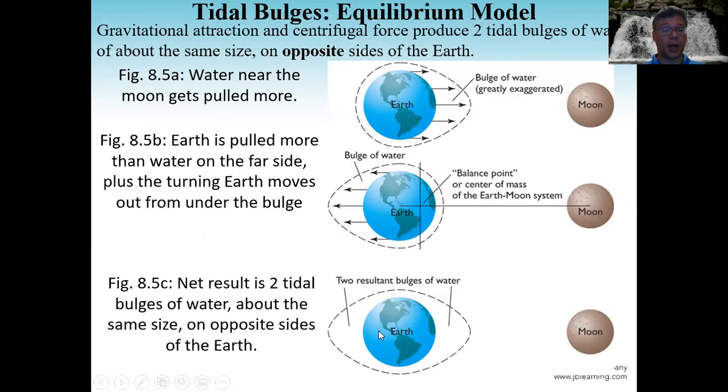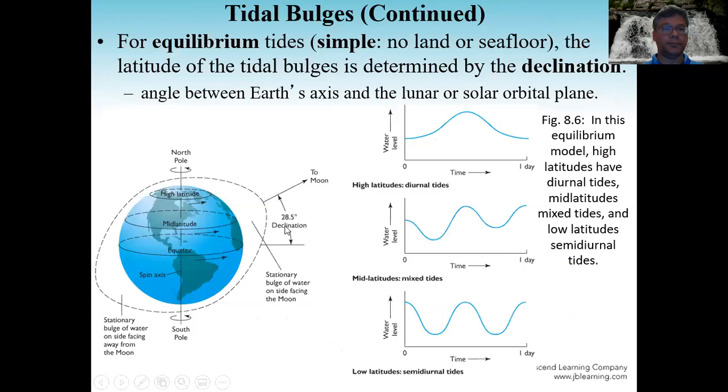Now, of course, they're not nearly as big as shown in this picture here, but they're too small for you to see in a picture this size. So we have a rather exaggerated bulge to illustrate the pattern. And so we'll start with a simple equilibrium model, where we have a bulge towards the moon, a bulge away from the moon, and the Earth turns under it. So different parts of the world will get a bulge of water at different times, depending on where in the globe you are.